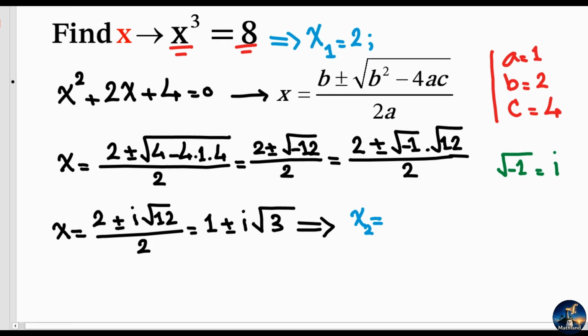x2 equals minus 1 plus i square root of 3, and x3 equals minus 1 minus i square root of 3. And these are our other solutions. And as you can see, our solutions are x1 equals 2, x2 equals minus 1 plus i square root of 3, and x3 equals minus 1 minus i square root of 3.